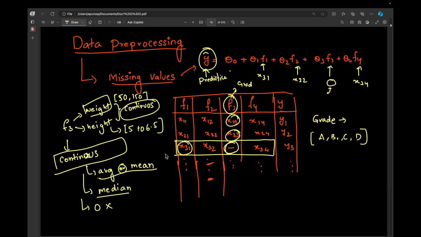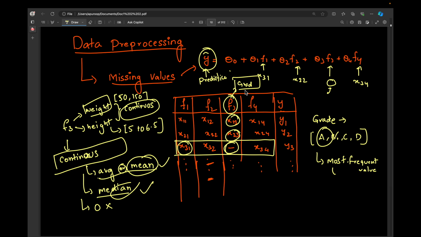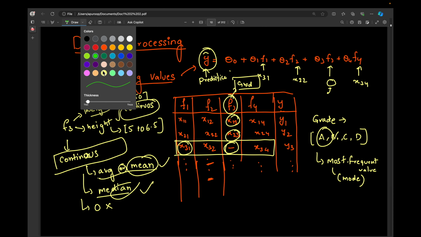So we can't follow mean or median, right? If we fill it with mean or median, it's like averaging out on this. So that we can't do on these character values. So what we can do, we can do something like most frequent value. So that is nothing but mode. Okay. We can find out the most frequent value in the whole column, that is feature 3 column or the grade column, and we can take out and fill the missing values. So this can also be called as mode. So this is one of the good strategies that we can follow.